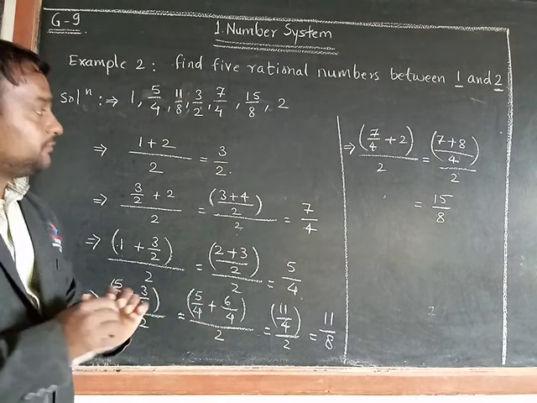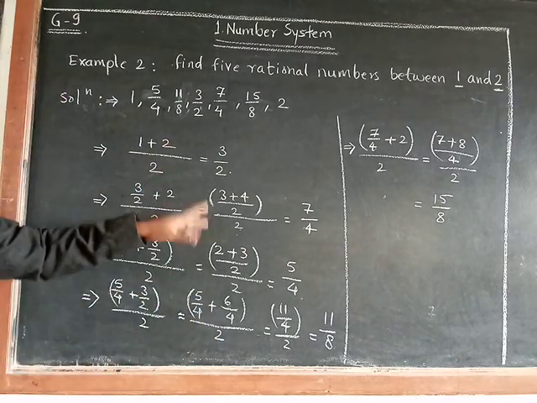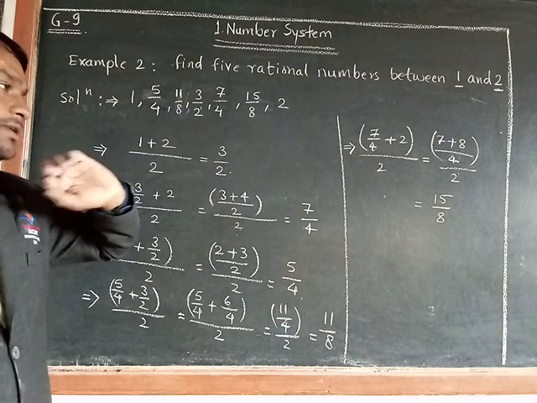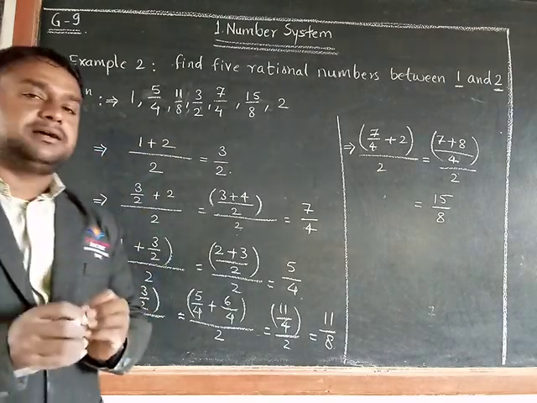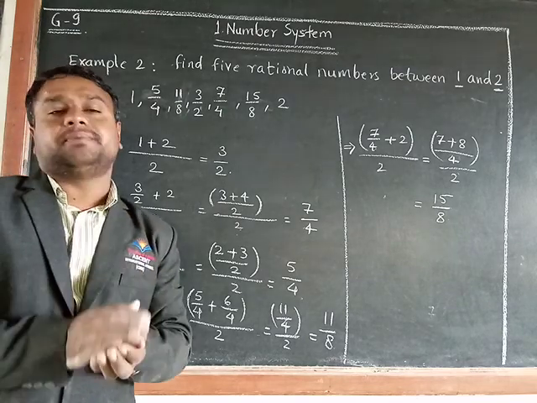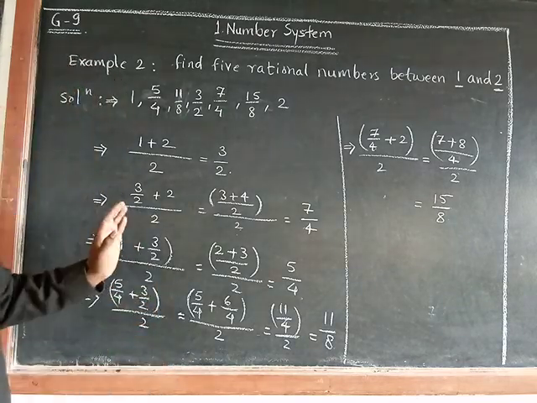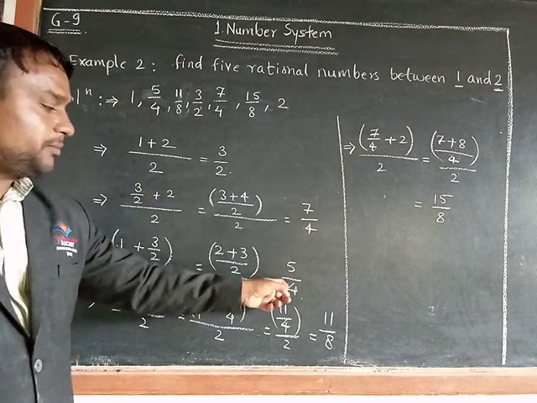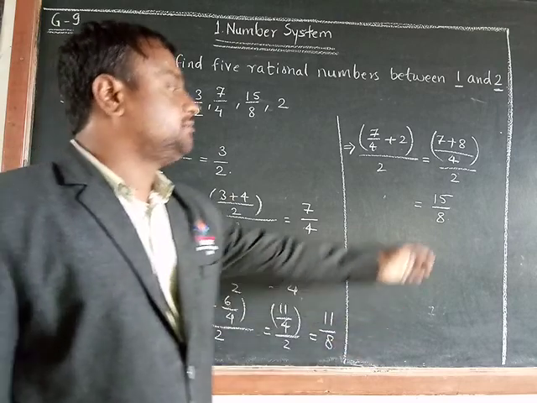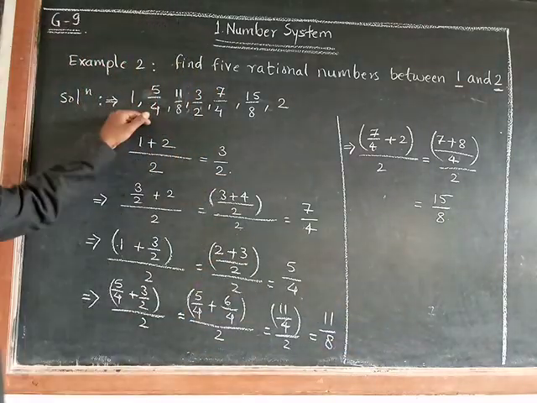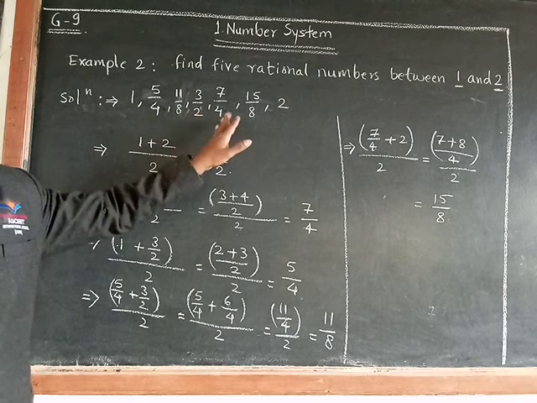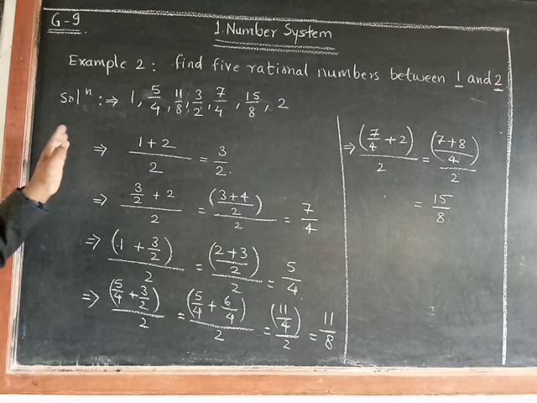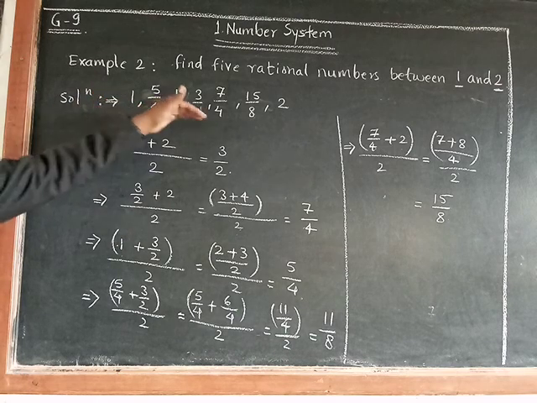Now we have found 5 numbers between the rational numbers 1 and 2. By which method? By the method of adding two numbers and dividing by 2. By that method we found 3 upon 2, 7 upon 4, 5 upon 4, 11 upon 8 and 15 upon 8. All these numbers are between 1 and 2. So it's the first method to find numbers between 1 and 2.